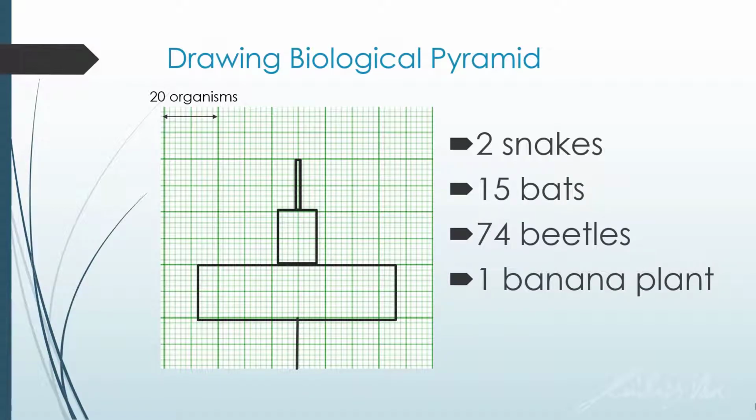And after you draw the pyramid of numbers, remember to label them. For the banana plant, you have to label it outside. For the rest, you can label it inside. And for the snake, because it's too narrow for you to label inside, label it outside as well. So that is how you draw a biological pyramid if they require you to draw on a grid. If not, you can just draw roughly, just make sure that the scale makes sense. For example, if you have 1 banana plant, the 1 plant should not be more than the number of beetles. And that's about it.